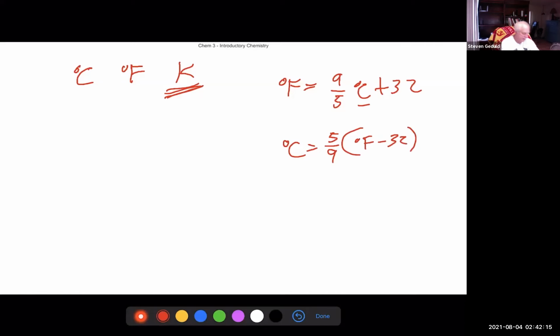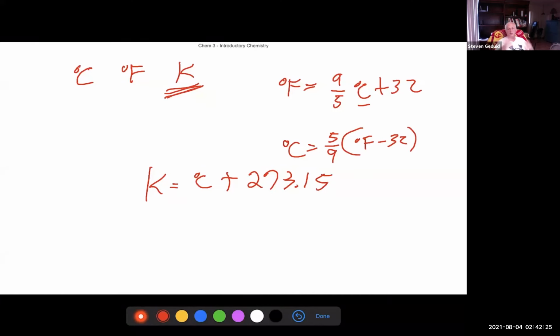And Kelvin equals your degrees centigrade plus 273.15. So if you have 25 degrees centigrade, roughly room temperature, it's 298.15 Kelvin. So with those three forms, we can convert anything we want.